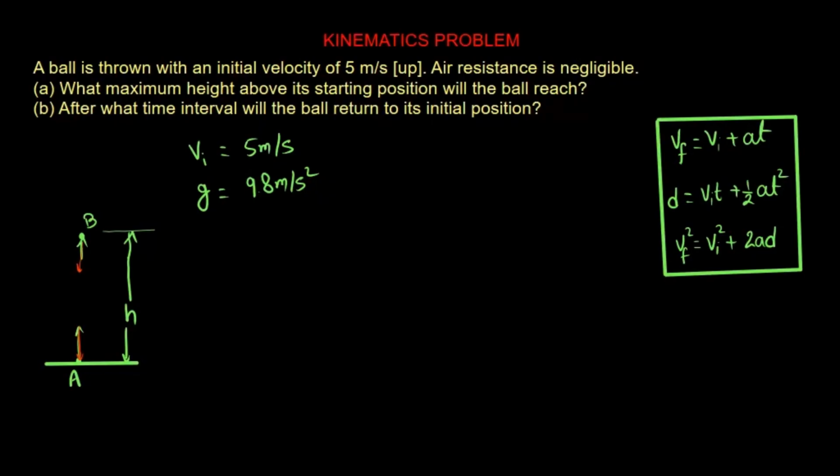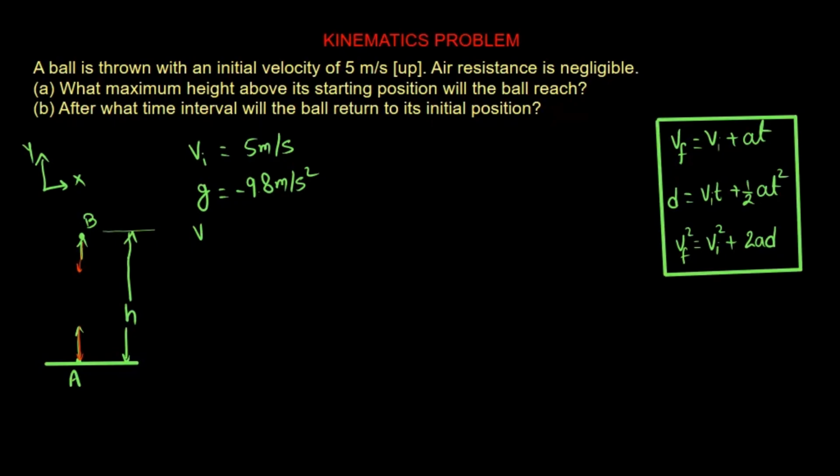We also know that gravity always acts downwards, which is the negative y direction. Going up, y is positive, going down, y is negative. Since g is acting downward, it will be minus 9.8 meters per second square. At point B, that's the highest point, and we know that at this point the velocity would be 0.